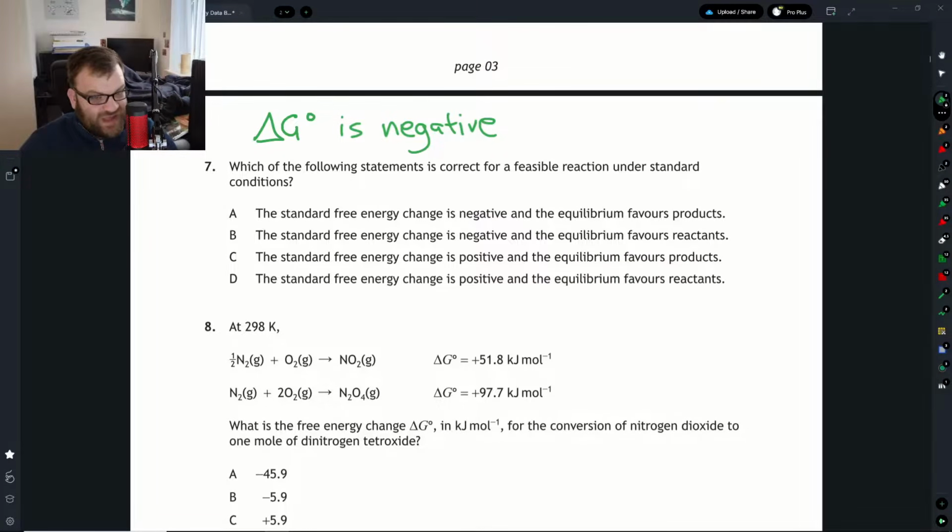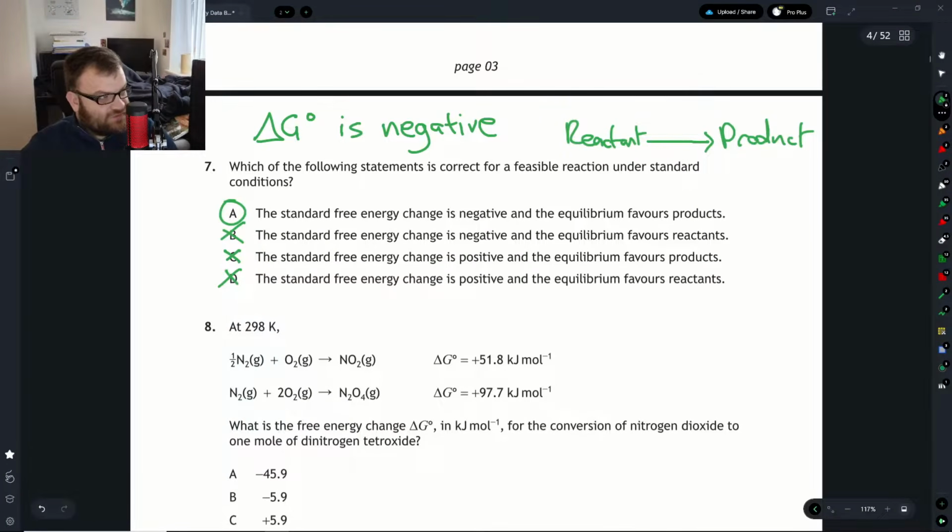So standard free energy is delta G, gives free energy. So let's get rid of C and D. If it's going to be feasible, this means it's going to happen. Going from the reactants to the products, it's going to be favourable. Equilibrium, we need to favour our products. That would give you an answer of A.